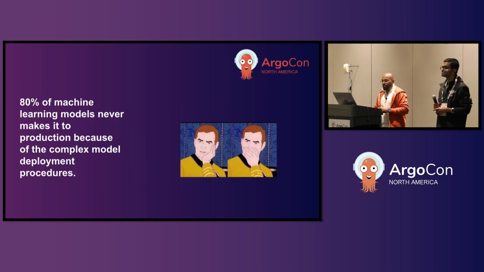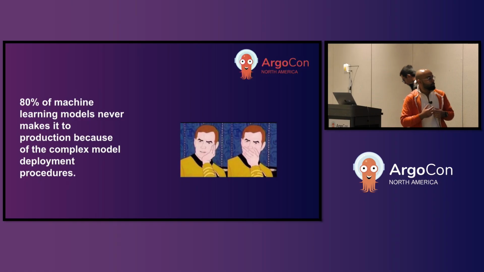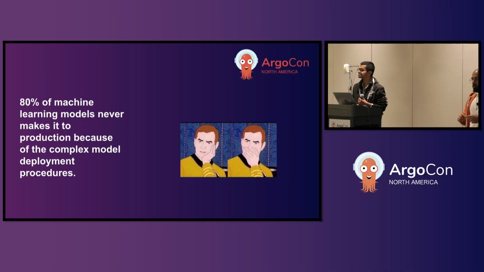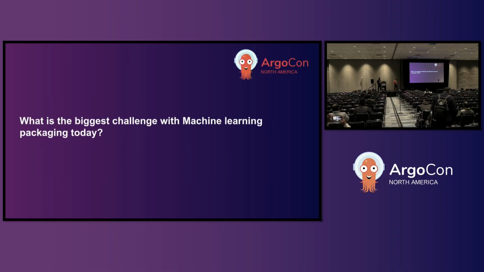So what is the problem with production grade machine learning models? The problem is that 80% or more of machine learning models never go to production. And why is that? The reason is that it's very difficult, it's very complex, and the deployment is even more difficult than doing the inference. So that's a big challenge for us.